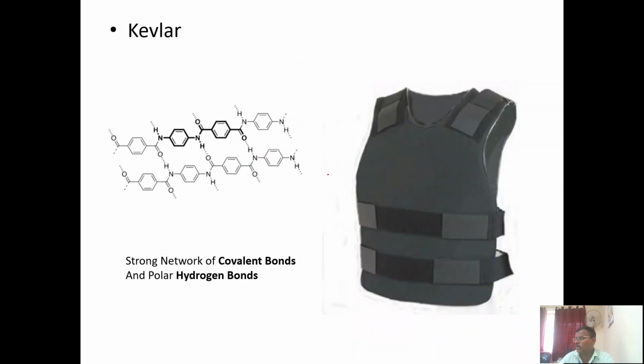And Kevlar. Kevlar is another polymer which is used for bulletproof jackets. You can see here, in both monomers, the bulky groups are introduced. What are the two monomers? One is this amine monomer. Another is this acid monomer. That means one aromatic compound with two carboxylic acids at the para position and another aromatic compound with two amines at the para position.